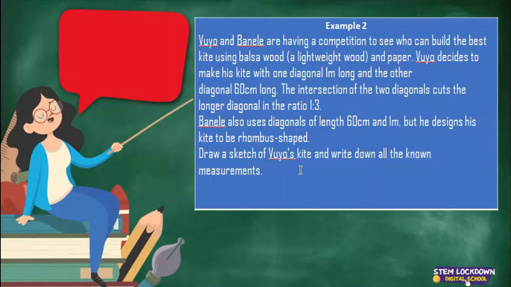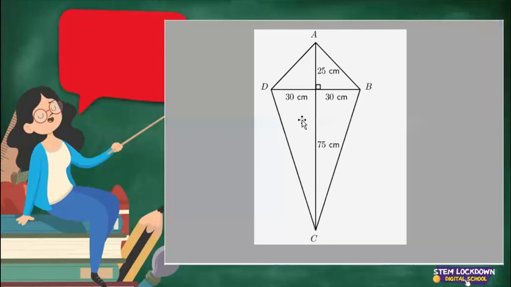Now to draw the shape of Buyo's kite. The shorter diagonal will be 60 centimeters, and the other diagonal will be 1 meter, which is 100 centimeters. So our answer looks like this. We're going to have a kite in this shape, where the shorter diagonal is 60 centimeters and the longer diagonal is 100 centimeters, 1 meter.